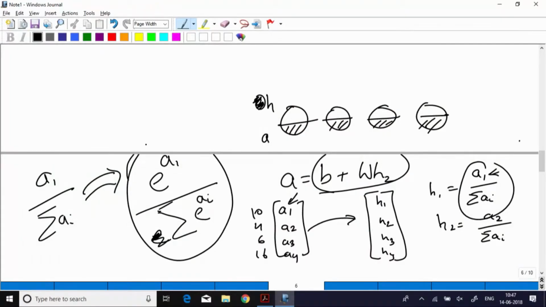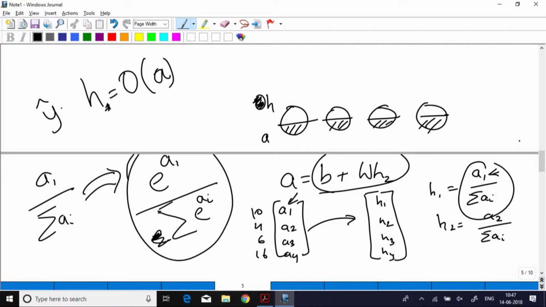Yes or no? e raised to anything is going to be positive. Right? So I've taken care of both the things. So this function is known as the softmax function. Okay? So remember, my h is actually a function of A. My final output, that is y hat, which I'm calling h, is a function of A, and this is how I write the function.